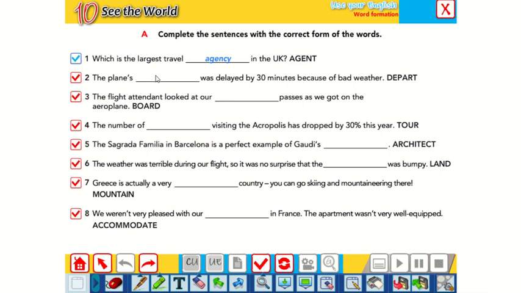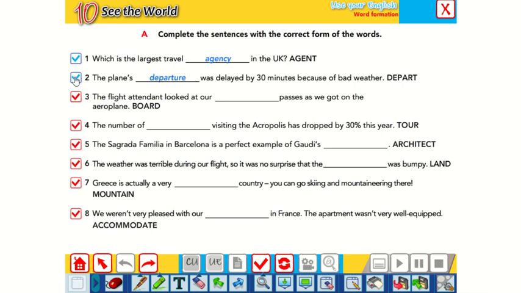So let's think about this word. Here we need a noun, right? So what is the noun of depart? Yes, correct. It is departure. The plane's departure was delayed by 30 minutes because of the bad weather.